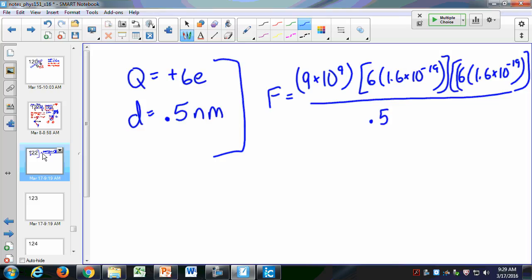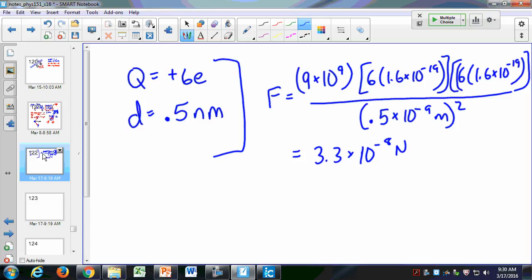Do y'all know what nano is in the metric system? Yeah, it's 10 to the minus 9. It looks a lot like 9, right? So it's 0.5 times 10 to the minus 9 meters, and then this is squared. If you calculate that, you can find the force, and it turns out to be really small, about 3.3 times 10 to the minus 8 newtons.